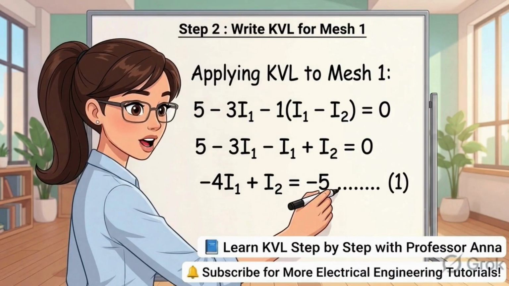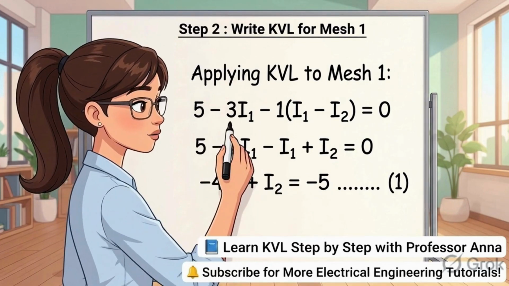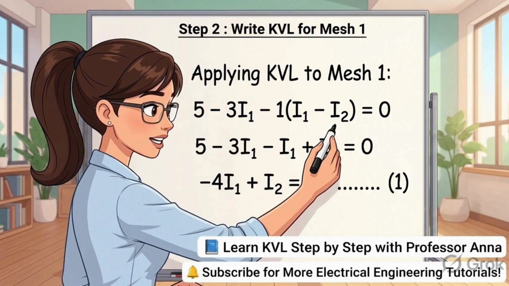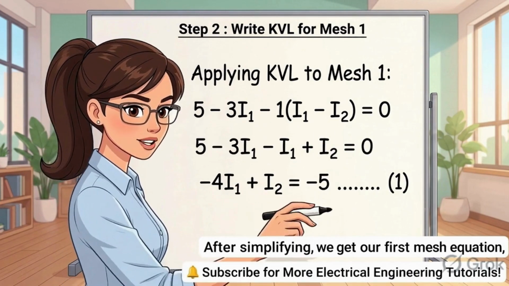Now let's apply Kirchhoff's voltage law to mesh 1. We start with the 5-volt source, then subtract the voltage drops across the 3-ohm resistor and the shared 1-ohm resistor. After simplifying, we get our first mesh equation.